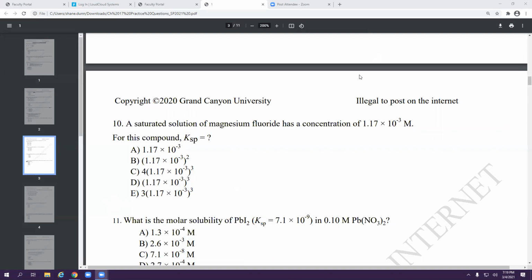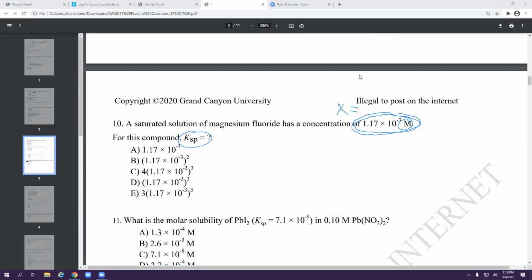A saturated solution of magnesium fluoride has a concentration of that. What is the Ksp value? This right here is the X value. So we're going to plug that into the X and solve for Ksp. Does that make sense? Because that is the molar solubility. Because it's in molarity, that is the X value.